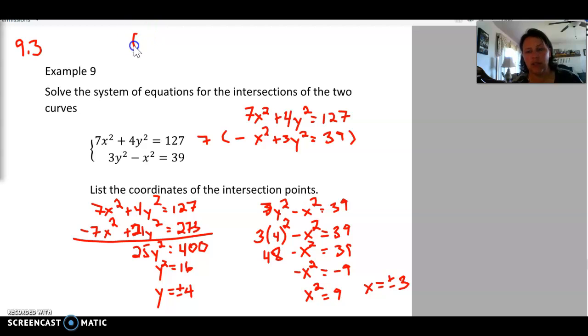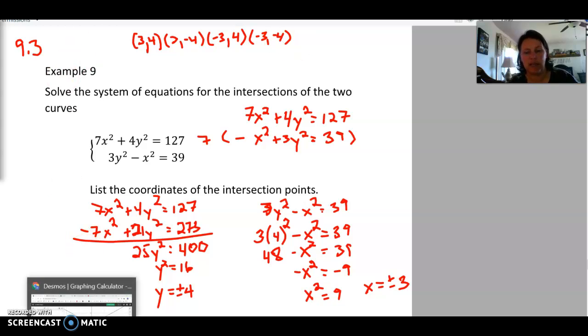So our solution is going to be (3, 4), (3, negative 4), (negative 3, 4), and (negative 3, negative 4). All 4 of those are solutions to the system.